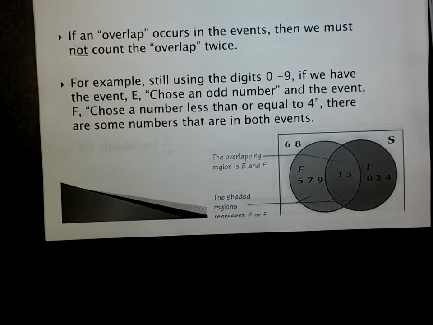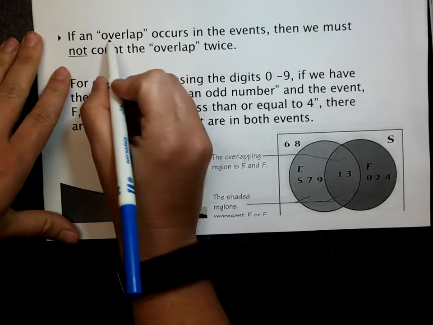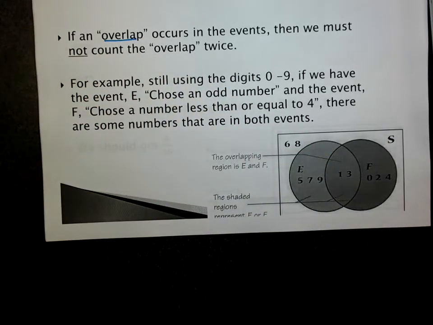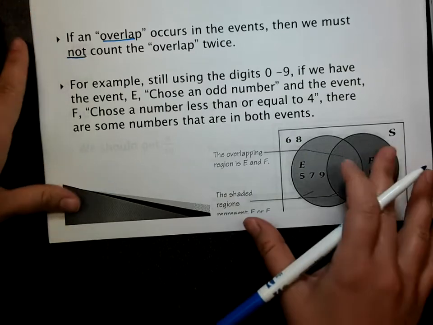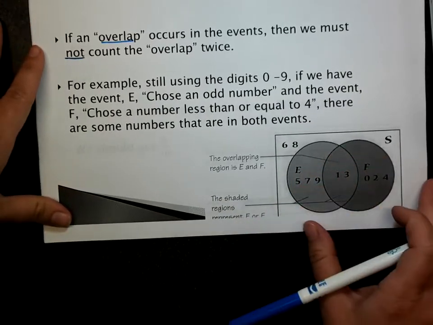Then we have what's called the general addition rule. And this is for events that have what we call an overlap. So if an overlap occurs in the events, then we cannot count the overlap twice. And I don't want to be confusing about this. Hopefully the picture will help it make sense.